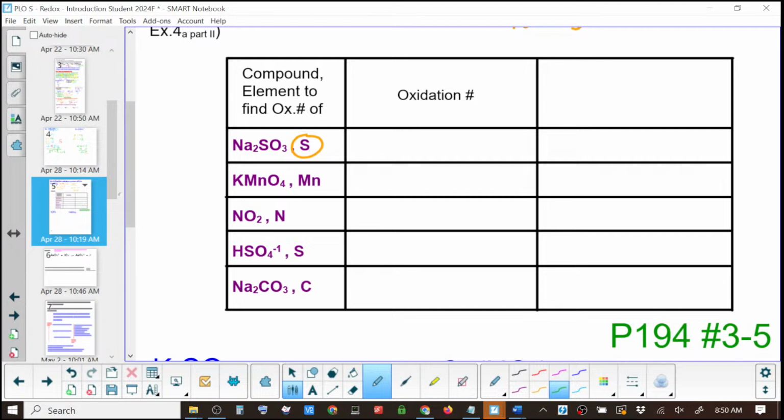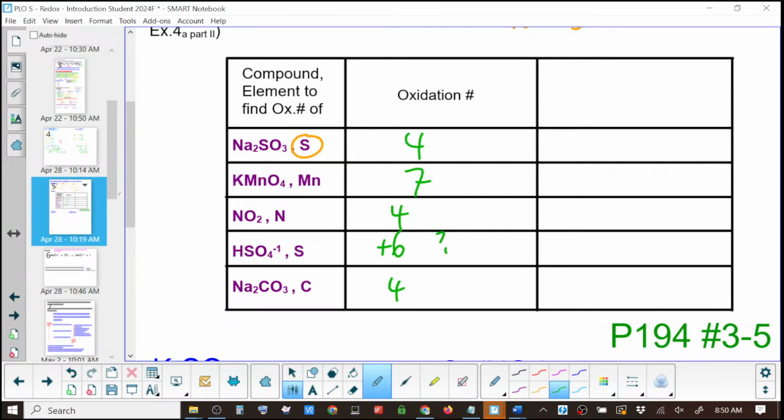What's sulfur? 4. Manganese, nitrogen, 4. Sulfur, negative 6. Negative 6 or 6? I just got positive. Positive 6. Put question mark. Carbon, 4.